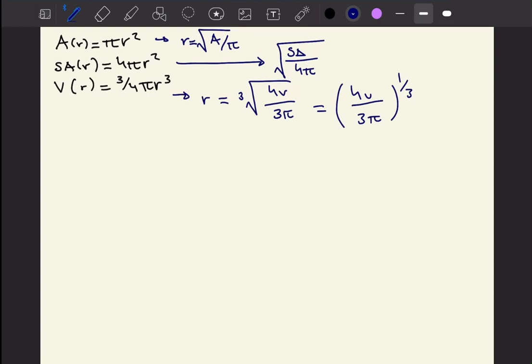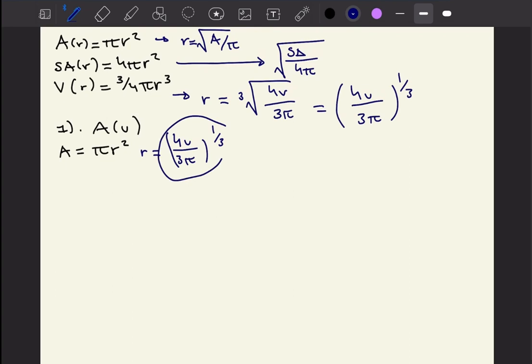Alright, so what is our first task over here? Well, our first function is area in terms of volume, right? We know that area is equal to pi r squared, and we also know that r in terms of volume, because that's what we're looking for, is equal to (4v over 3 pi) to the 1/3, right? So we just plug this whole thing in instead of the r right here. So what do we get?